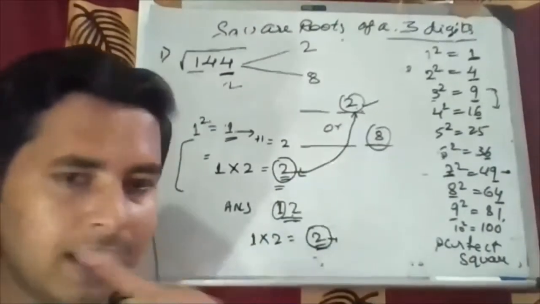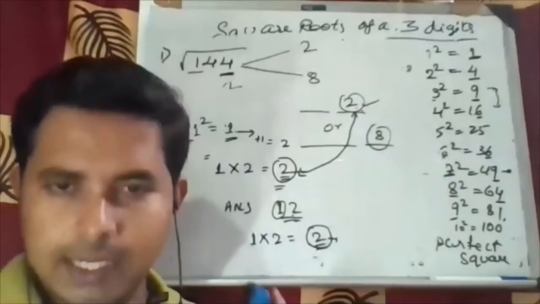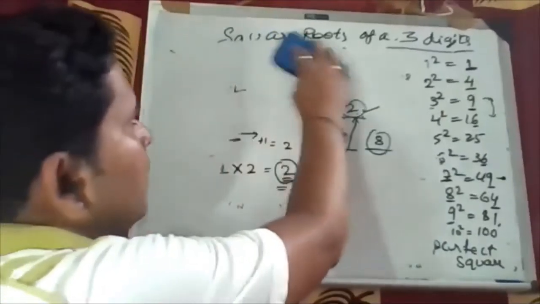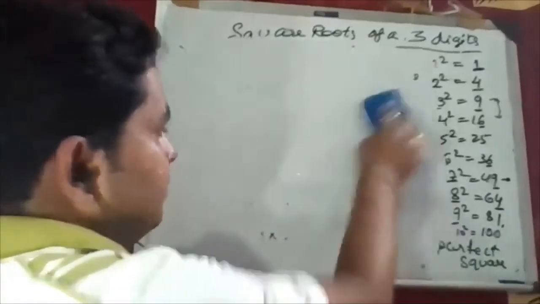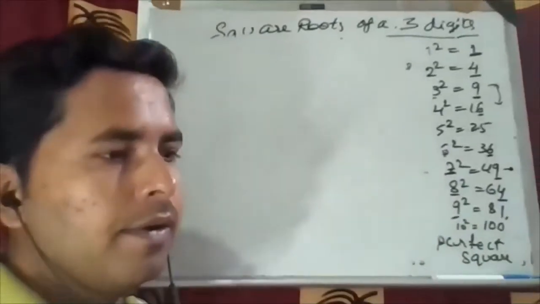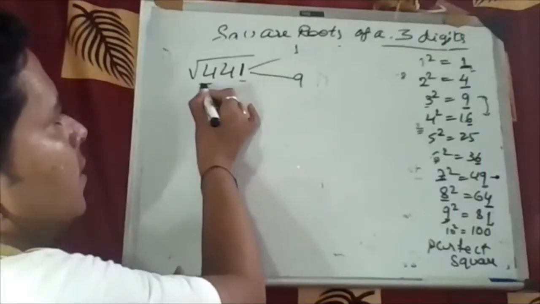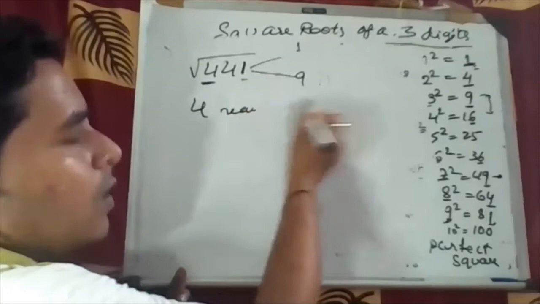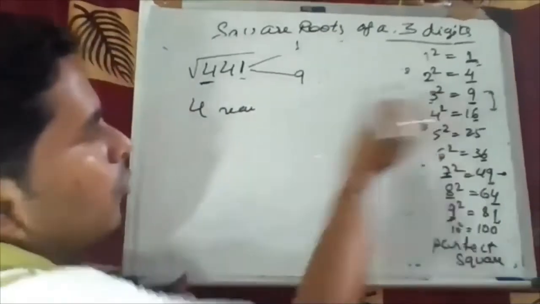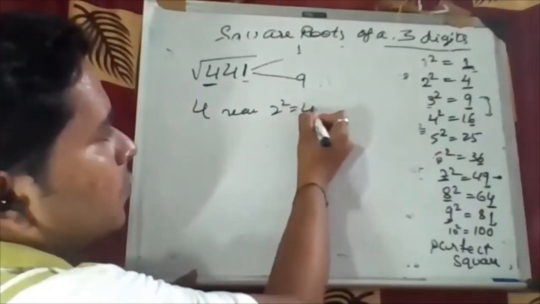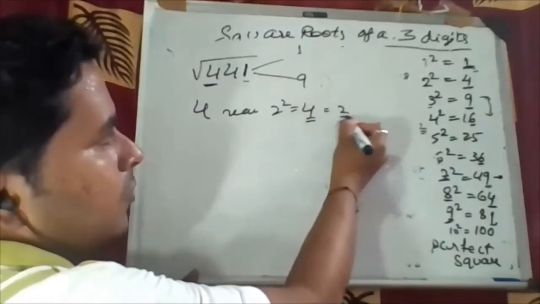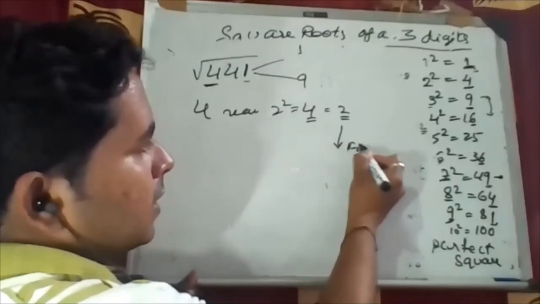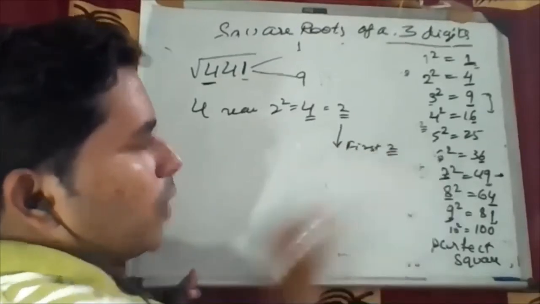So what I'll do, I'll take one more example. You'll get a clear idea. Okay, I'll just rub this. Now I'll take one more example. I take this here 4. So 4 is near to what square value? 4 is near to 4 only. That is 2 square, that is 4 only. So what will be your first digit? The first digit is 2.